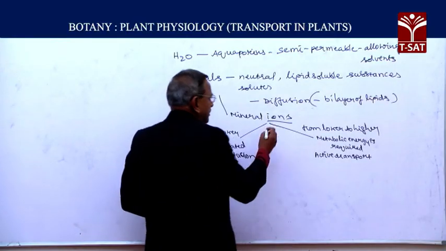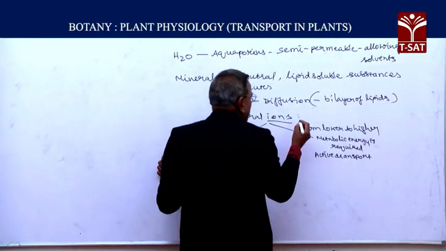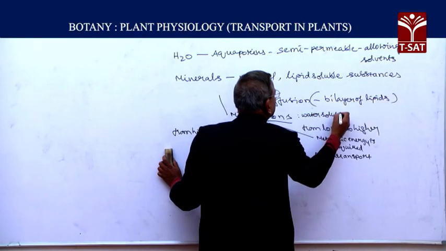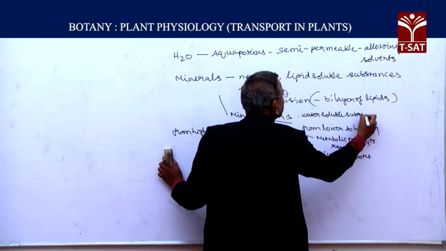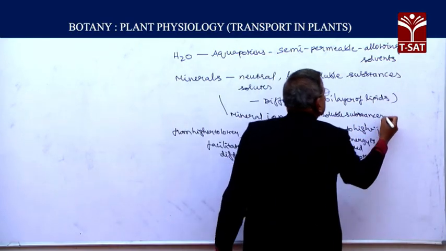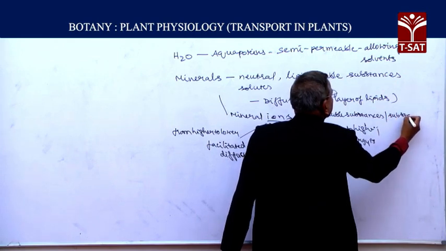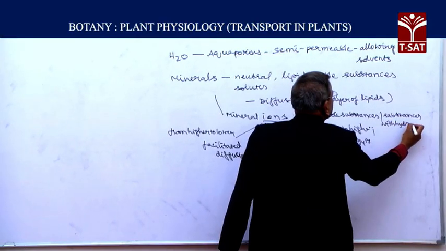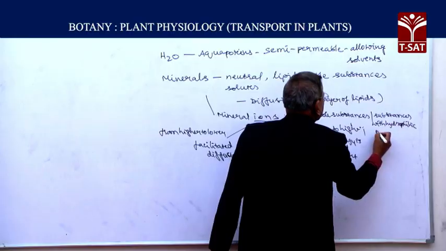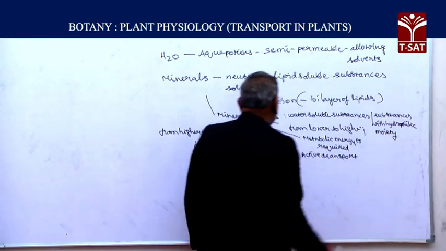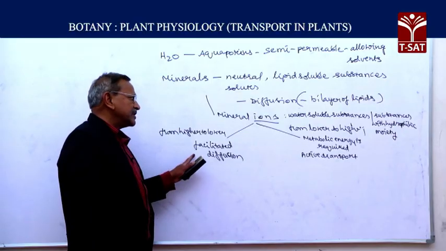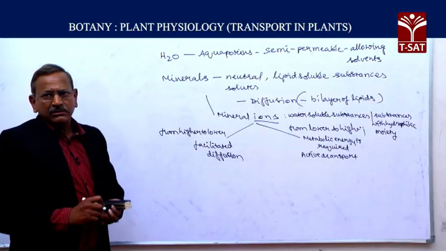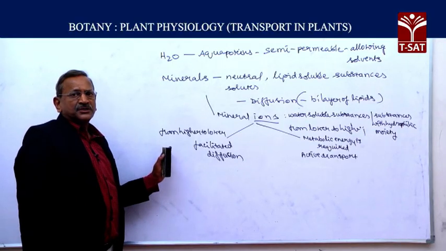And not only mineral ions, but also water soluble substances or substances with hydrophilic moiety require either facilitated diffusion or active transport. So with this, let us conclude our topic, means of transport in plants.